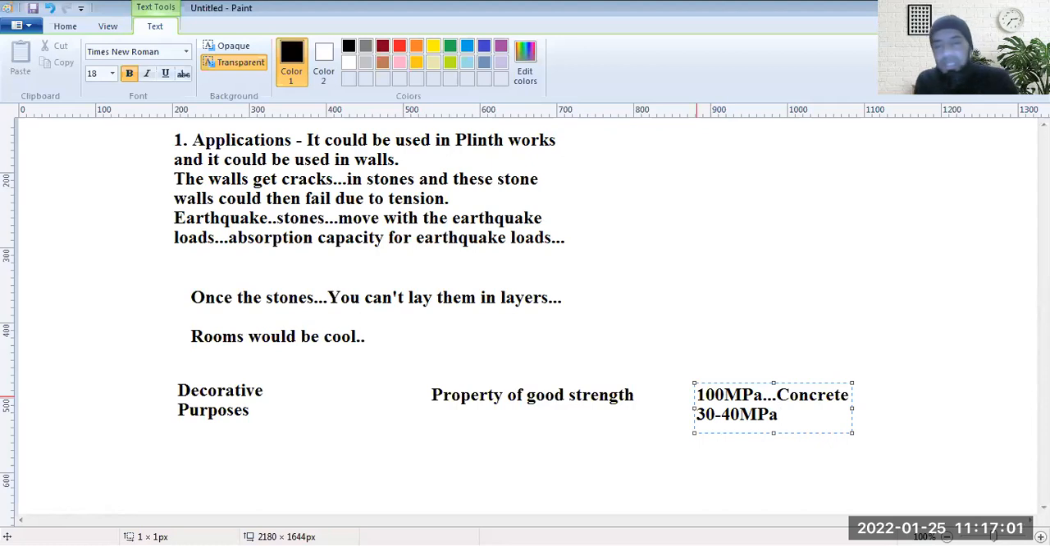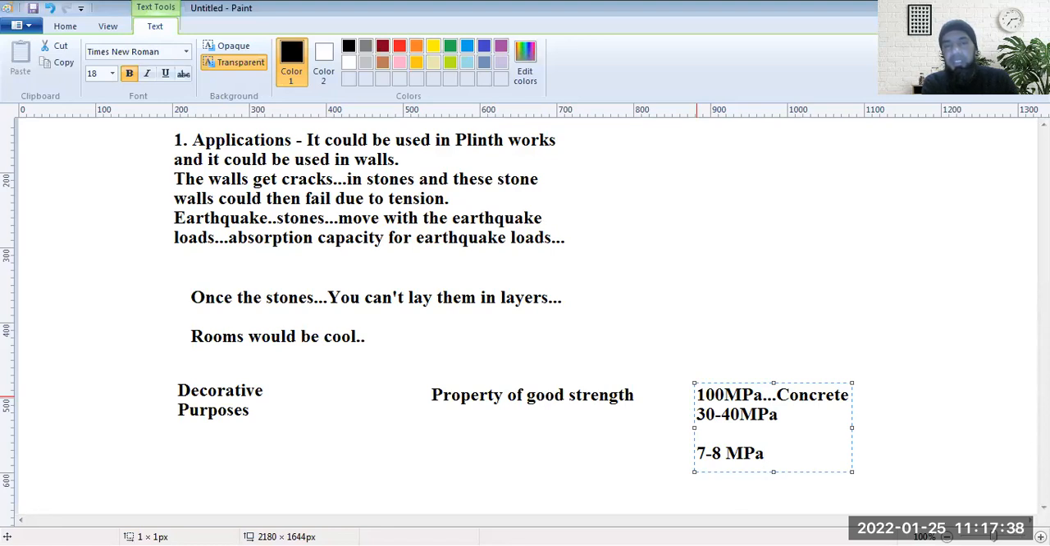So stone could be much better at taking strength, while a brick, which is a small unit, would hardly have 7 to 8 megapascals at maximum, and in very good quality bricks it could go up to 10 megapascals. So stone could be much stronger than even concrete in terms of taking strength. In terms of strength and earthquake absorption capacity, stone walls are a very good addition.